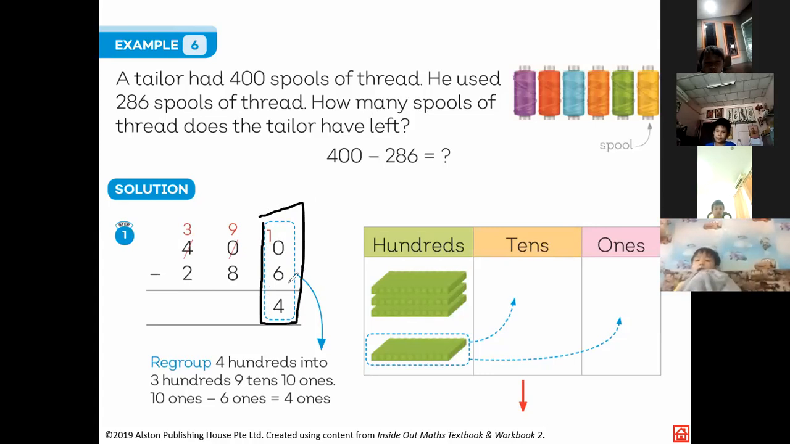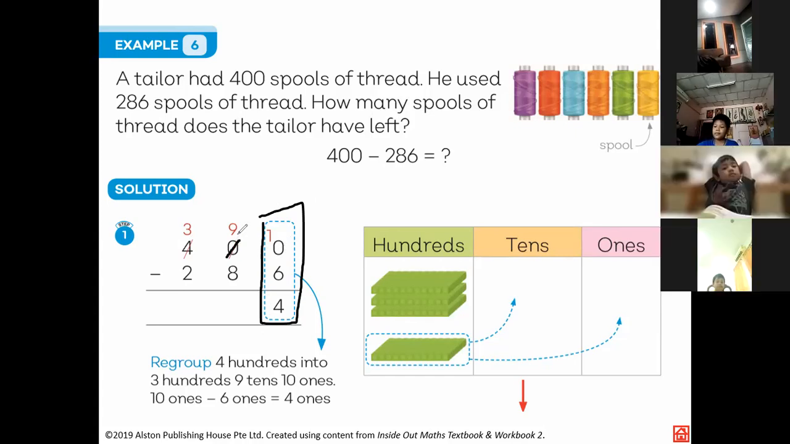Since we cannot subtract 6 from 0, what we're going to do is cancel the 0, and then the 0 will become 9. And then the 0 over here will become 10. So that's going to be 10 minus 6. So that's 4. So we put 4 over here. Okay. Now, step number 2.